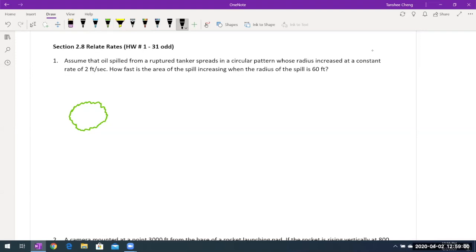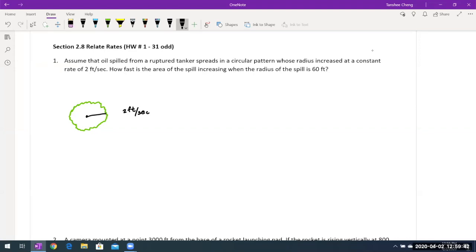And what happens is, the given part is right here. The radius is increasing at the rate of 2 feet per second. And what they want is to know how fast this green circular pattern is increasing. At what rate it is increasing means how fast the area is expanding. Sometimes this problem is not that difficult, but in some problems it will be more difficult to find by itself.